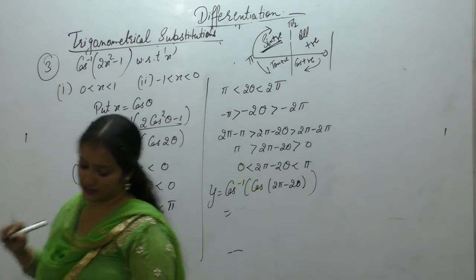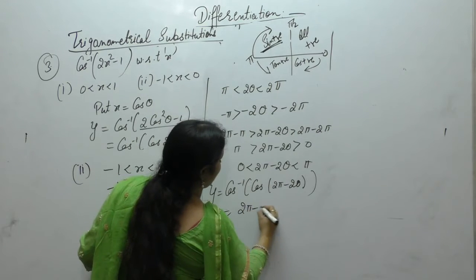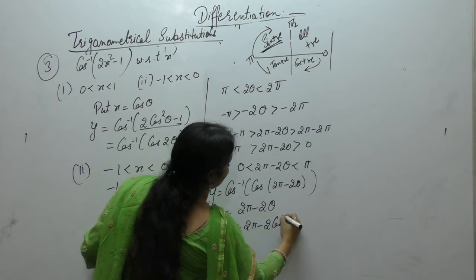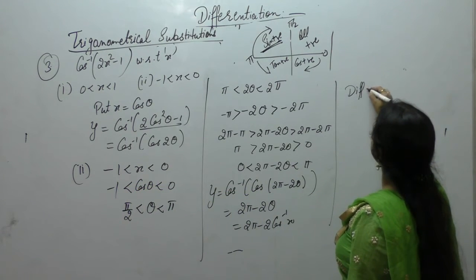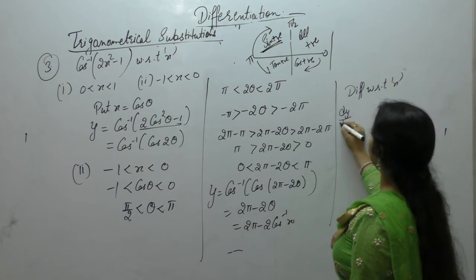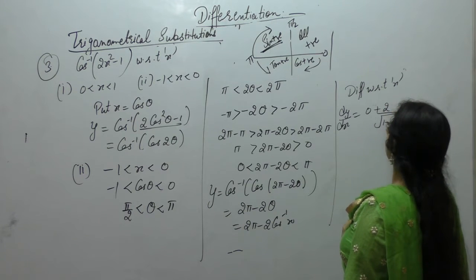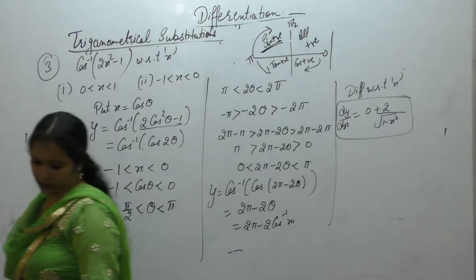Here the cos is positive. So we can write it as 2 pi minus 2 theta. 2 pi minus 2 theta is cos inverse of x. Now differentiate with respect to x. So dy upon dx, derivative of 2 pi is 0 and derivative of cos inverse x is minus 1 upon square root of 1 minus x square.